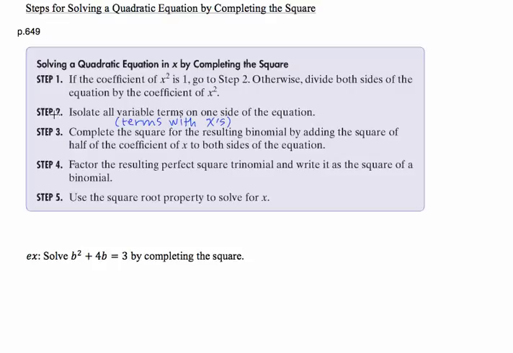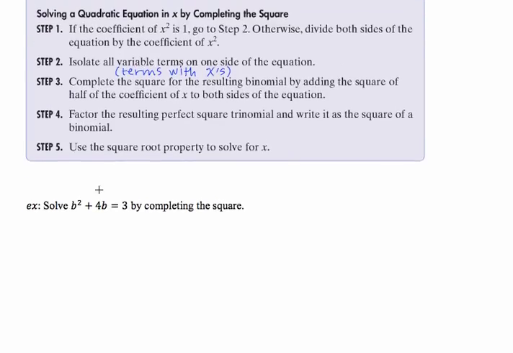So let's go one step at a time through this. Let's start here with step 2 because the coefficient of the x squared here is 1, so we'll skip step 1. Okay, so this one actually is already done. Step 2 is done for us because the 3 is already on one side and both of the terms that have an x are by themselves on the other side. So step 1 and step 2 are done for us. Okay, so we're actually going to jump to step 3 in this example, which is to complete the square for the resulting binomial, that's these two terms on the left, by adding the square of half the coefficient of x to both sides of the equation.